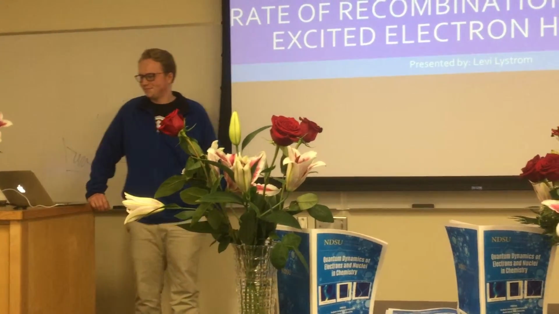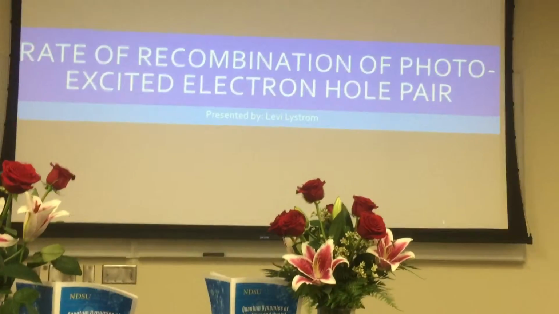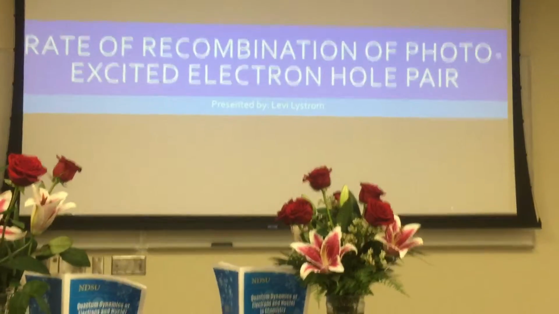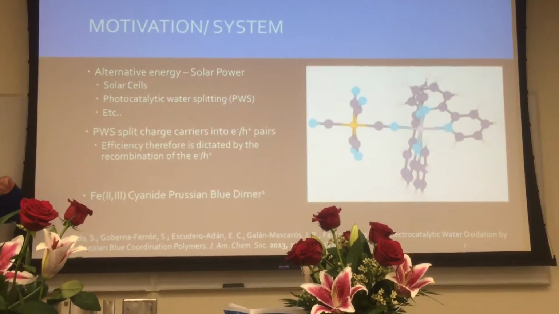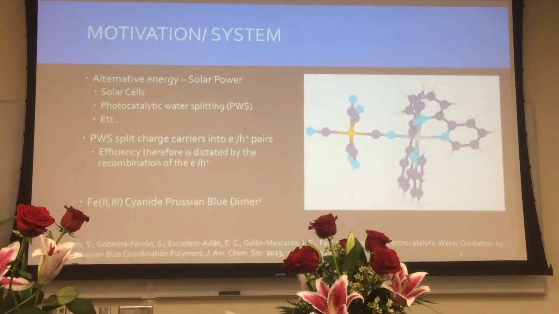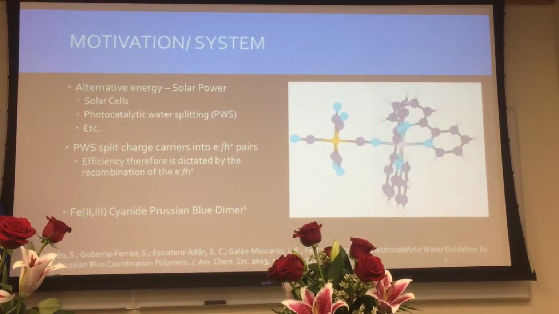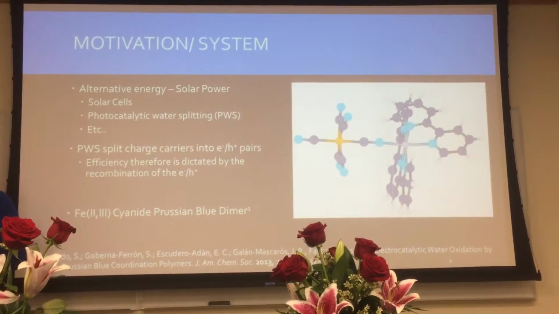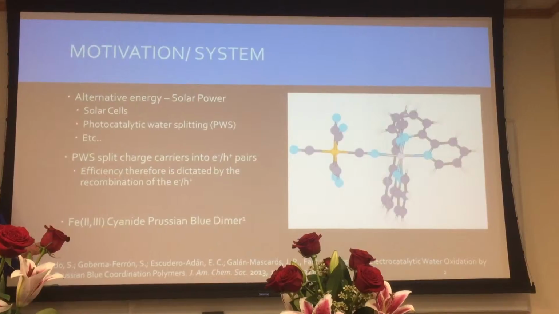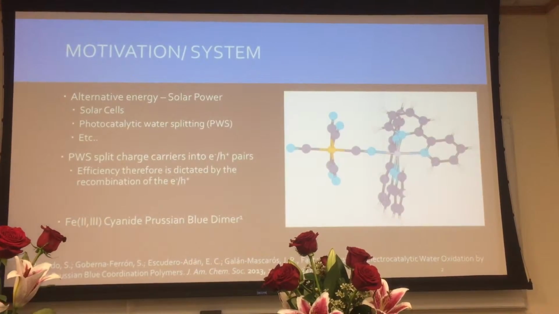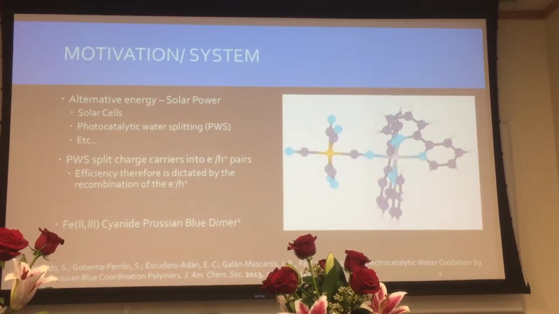virtues. Floor is yours. So I'm going to look at the recombination of photoexcited electron-hole pair. So the system I'm going to be looking at is an iron dimer with Prussian blue. Our methodology can be used on any system pretty much, as long as it can be calculated on. So we can't go to massive systems because we can't get the ab initio local potential.